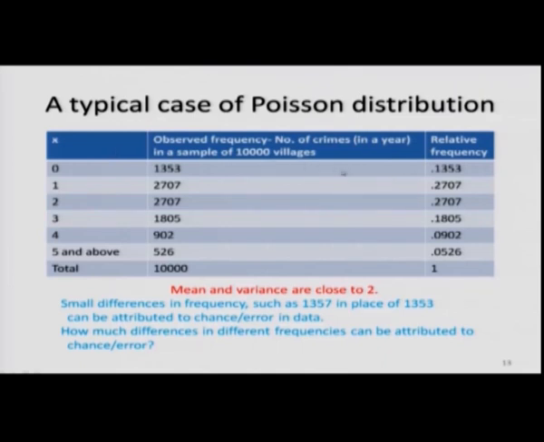A typical case of Poisson distribution: let me assume that there is an observed frequency distribution, number of crimes in a year in a sample of 10,000 villages. A sociologist makes a survey of 10,000 villages and tries to find out the frequency distribution of number of crimes. Now, number of crimes may be 0, 1, 2, 3, 4, 5 and above, and the values are 1353, 2707, 2707, 1805 and so on.